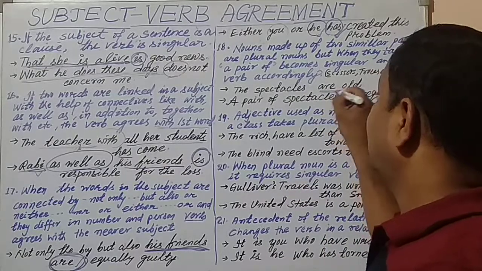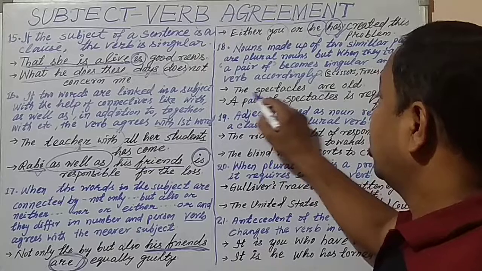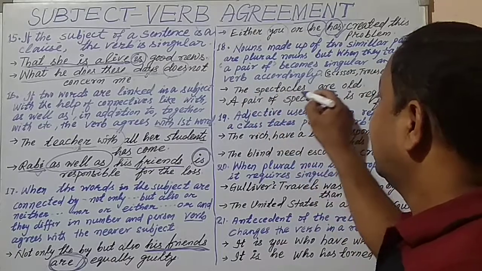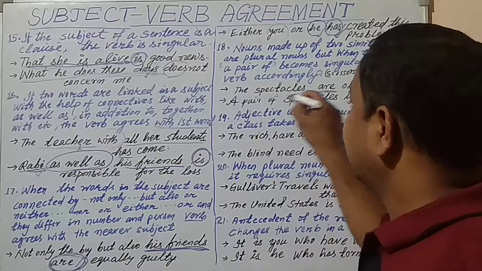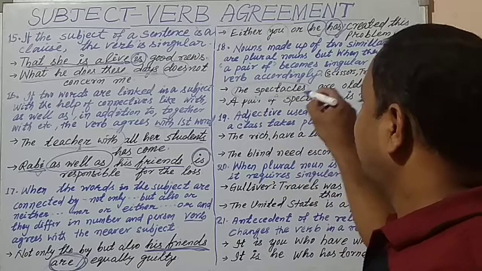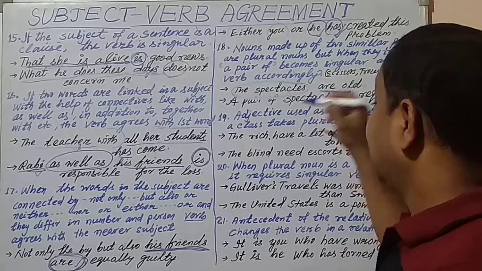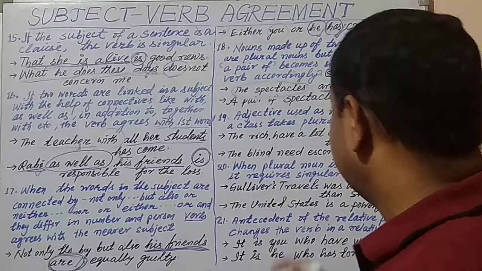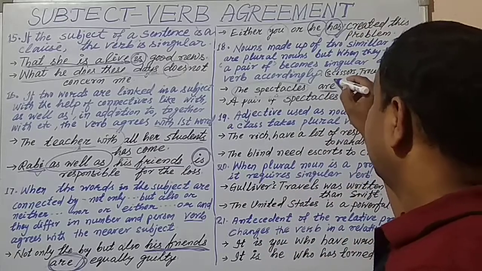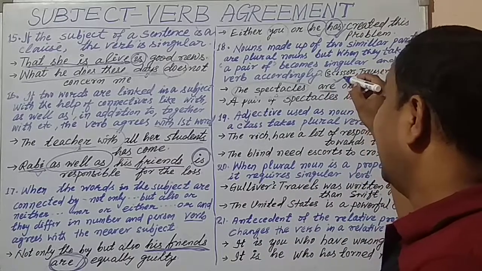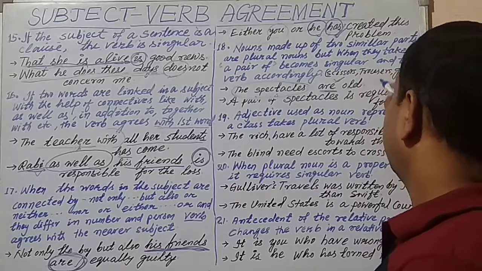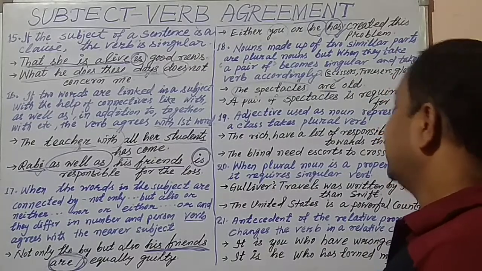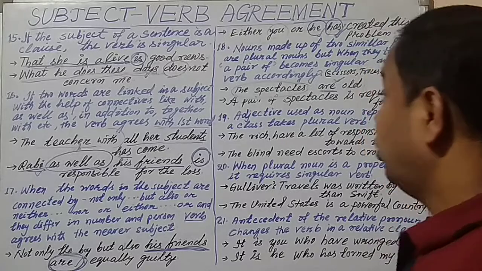For example, you can take here "The spectacles are old." Spectacles is your subject and it is in the plural form, and as you know it is single but has two similar parts. So it takes a plural verb, that is are. Likewise, trousers, glasses, spectacles all will take the same form, the plural verb.